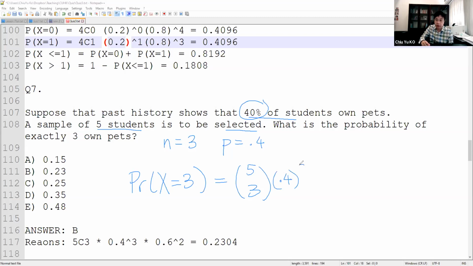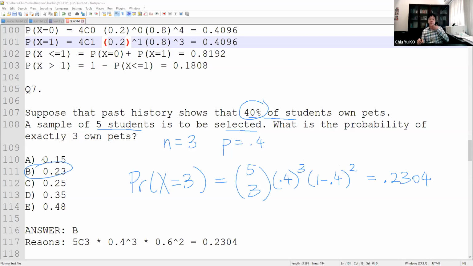0.4 raised to the power of 3, okay? And 1 minus 0.4 raised to the power n minus 3, just 2, okay? So it turns out to be 0.2304. Okay. So just pick the closest one.